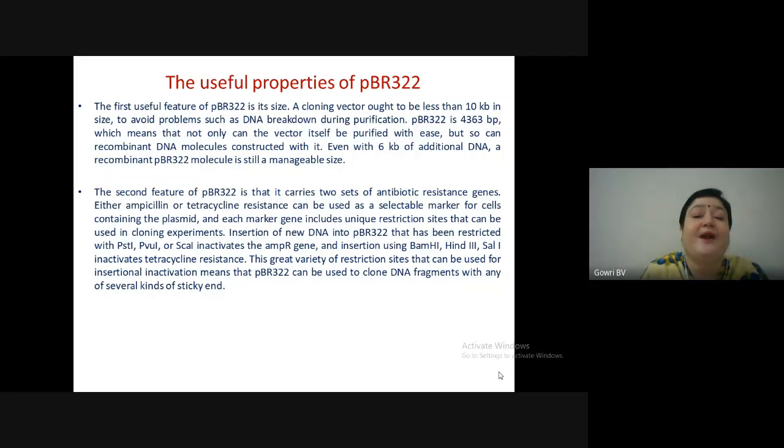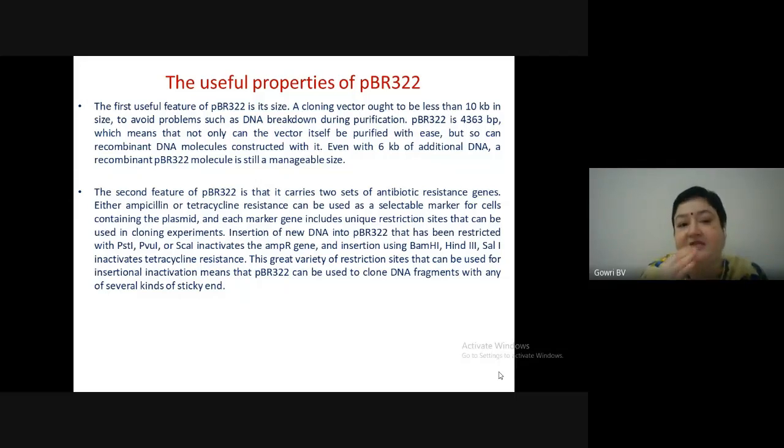This great variety of restriction sites that can be used for insertional inactivation means that pBR322 can be used to clone DNA fragments with any of several kinds of sticky ends. So many different enzymes can be used to cut the vector system, and you can use several restriction enzymes to produce the sticky-ended structure.